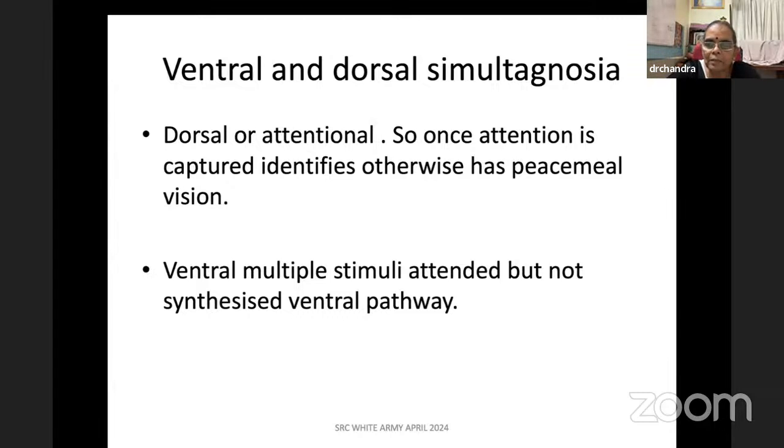But he will not tell the piecemeal. Why did you say temple festival? Because the elephant is there, because the umbrella is there, because the Lord is there. That he will not tell. That is ventral simultagnosia. In ventral, collective perception is there, piecemeal perception is not there. In dorsal, piecemeal perception is there, collective perception is not there.